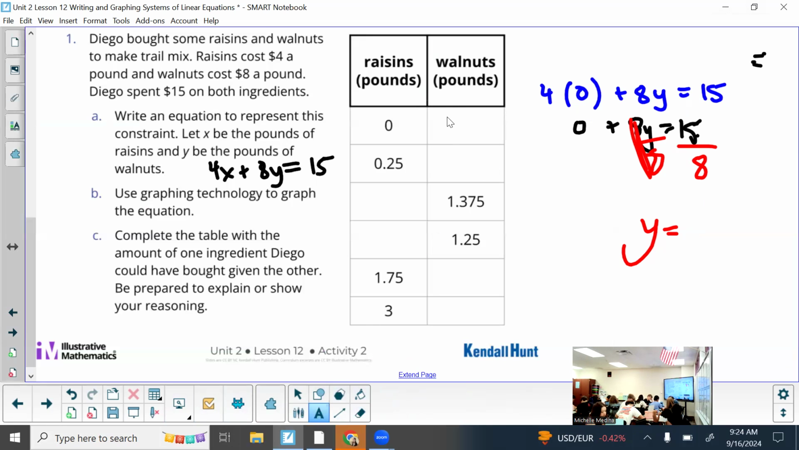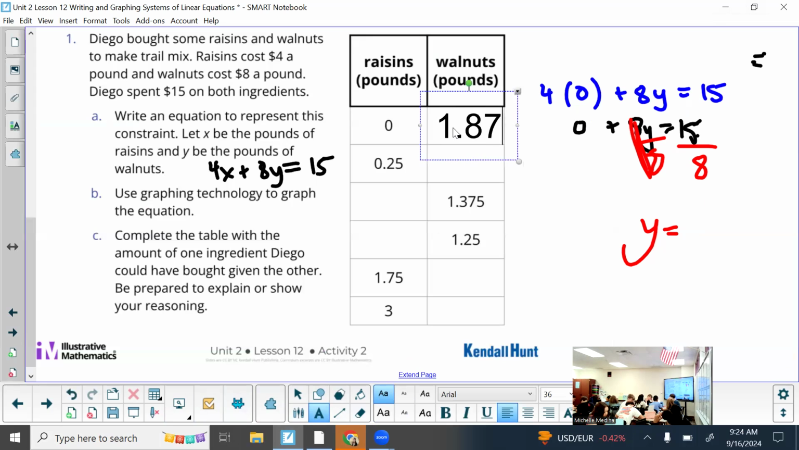I'm sorry, I'm going to use the type feature because it's bugging me right now.